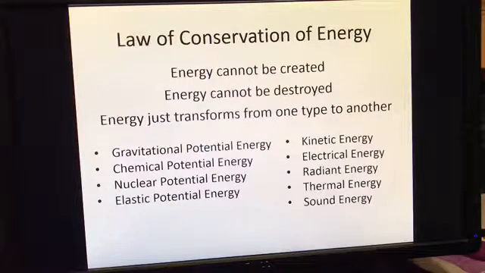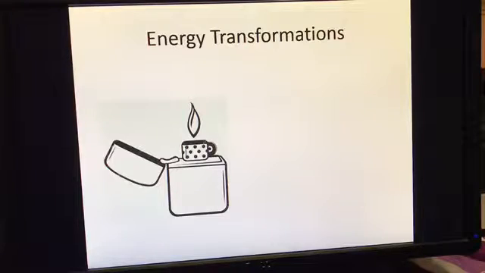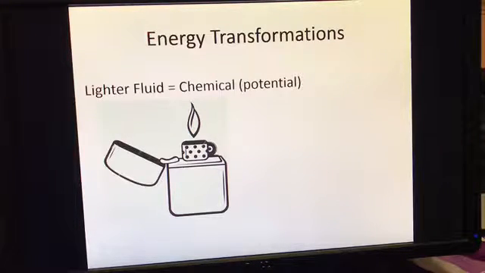All right, so let's look at some examples of energy transformations. We have an energy transformation occurring here as the fluid inside the lighter burns. So we start off with the lighter fluid, which is a chemical potential energy, and it transforms into radiant and thermal, light and heat.